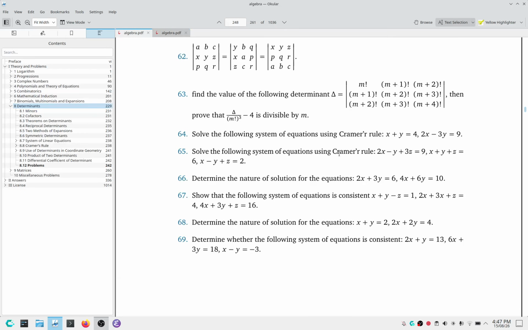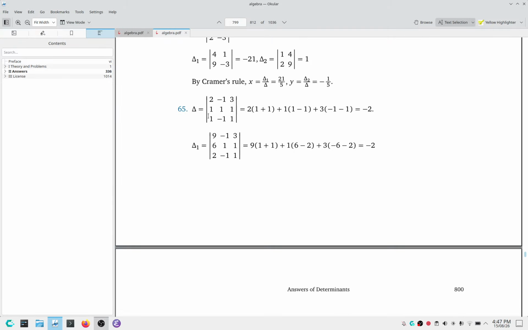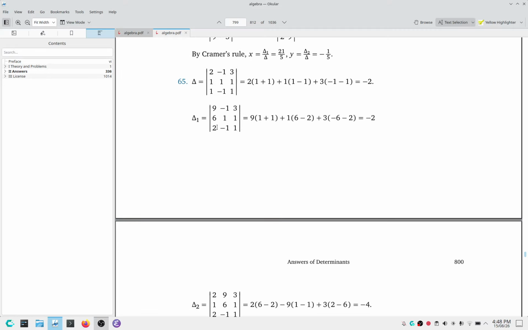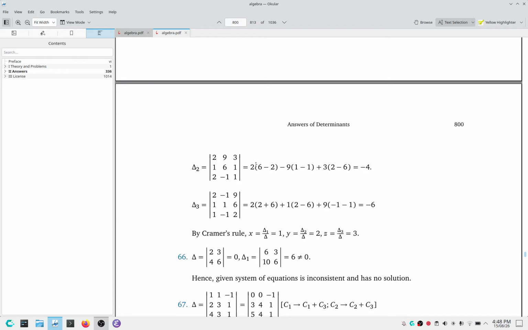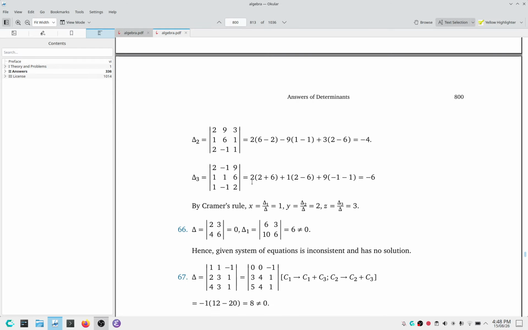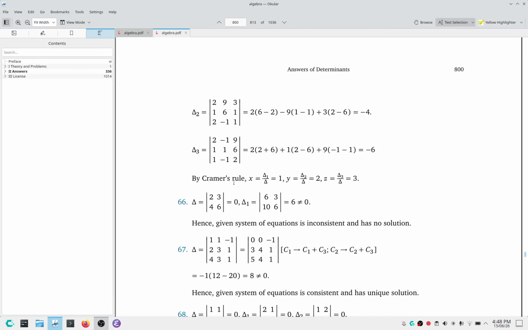Question 65 is again Cramer's rule: 2x minus y plus 3z is equal to 9, x plus y plus z is equal to 6, x minus y plus z is equal to 2. So our delta is 2, minus 1, 3; 1, 1, 1; 1, minus 1, 1. So we simply expand it. We get minus 2, delta 1 similarly we have minus 2, and delta 2 is minus 4, and delta 3 is minus 6. So from Cramer's rule we get x is equal to 1, y is equal to 2, z is equal to 3.